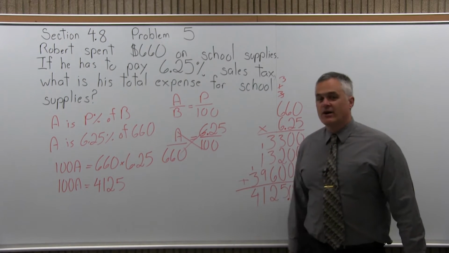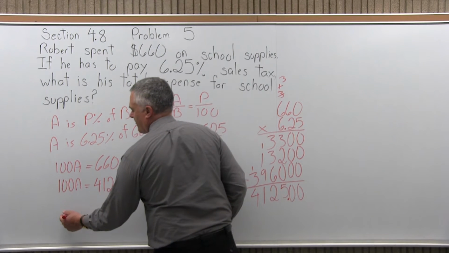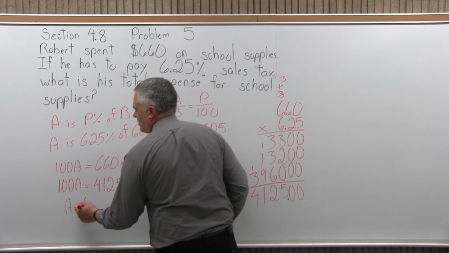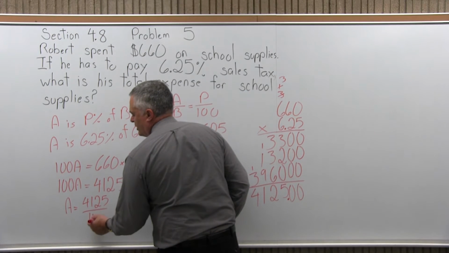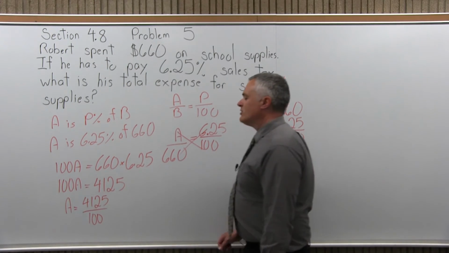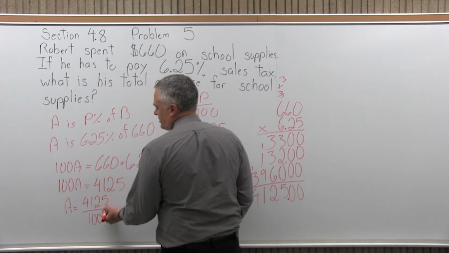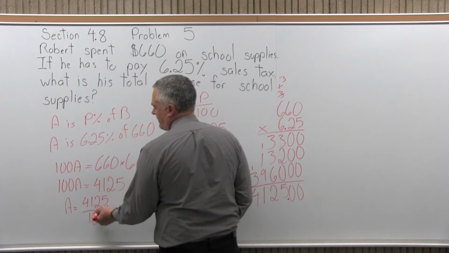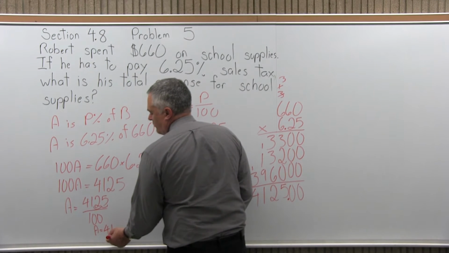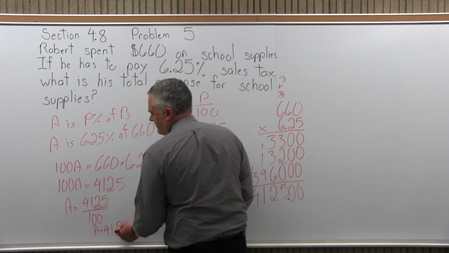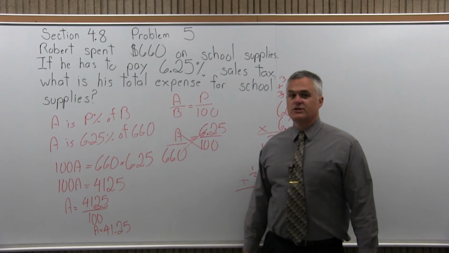Now again, that's not the answer. I have to solve for A, so I need to divide away the 100. A equals 4125 over 100. You can actually do that division out, but I know the 2 zeros in the 100 will pull the decimal back, or to the left, 2 places. There's no decimal written, but you can assume it's after the 5. So what you get as an answer is A is 41.25, which means the amount of tax spent on school supplies was $41.25.